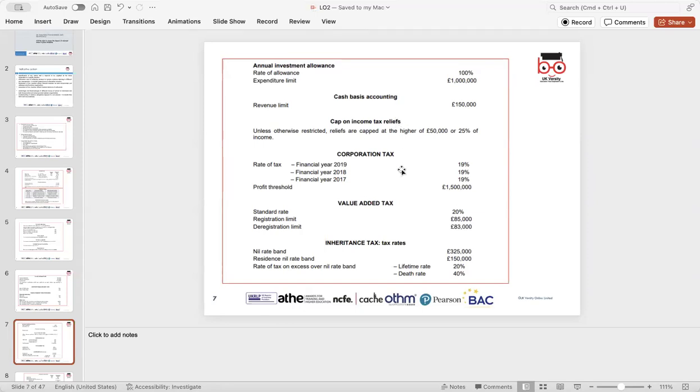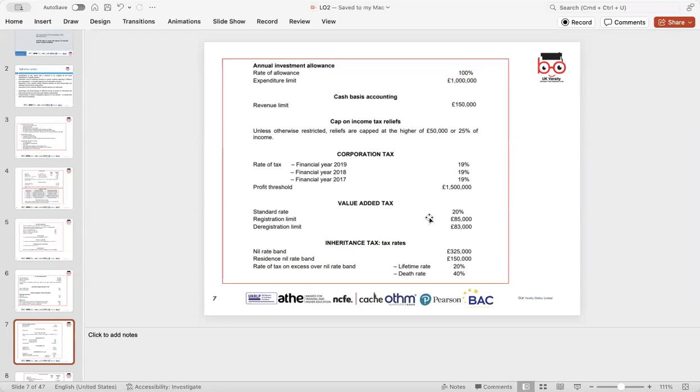The same as the previous financial years. So there is also a profit threshold of £150,000... 1.5 million. Okay. So meaning that companies with profit below the threshold pay tax at the main rate, while those with profit above it pay tax at higher rates.